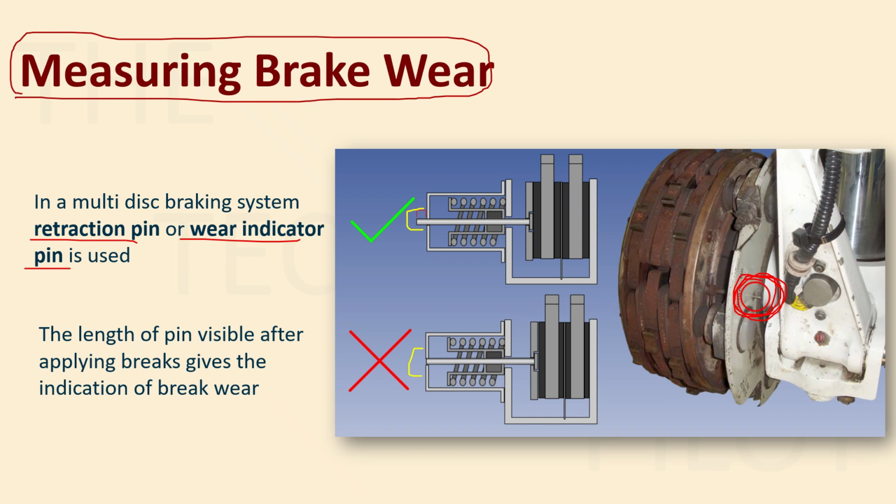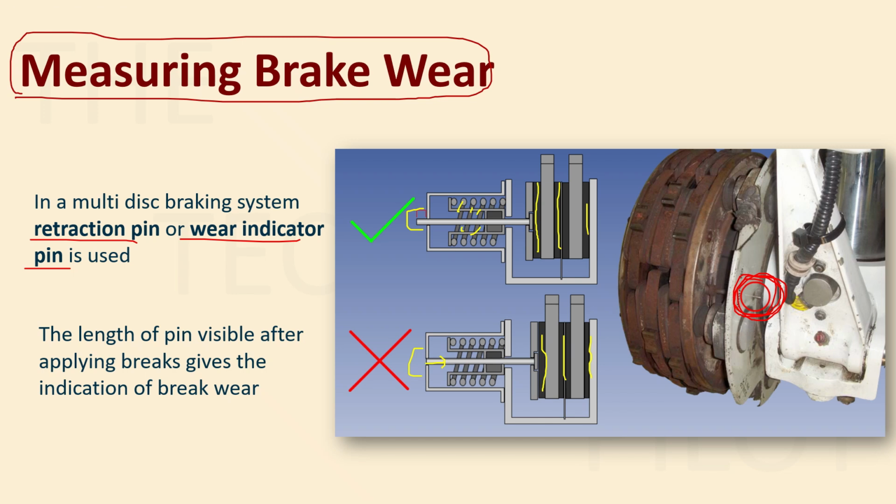And how is it measuring? You can see it very simply. The brake material is here. The springs are attached to the pin, and the pin is moving inwards as the brake material gets damaged. So in the second image, the brake material has faded. The brakes have worn out, so the pin has moved inwards and hence it is not visible, right? So the brakes are to be replaced now, right?